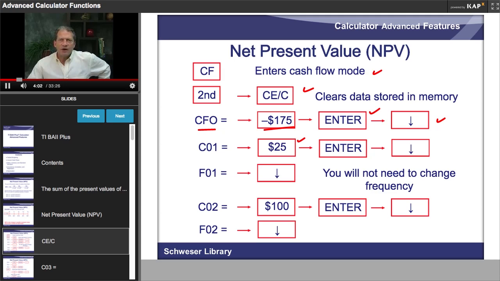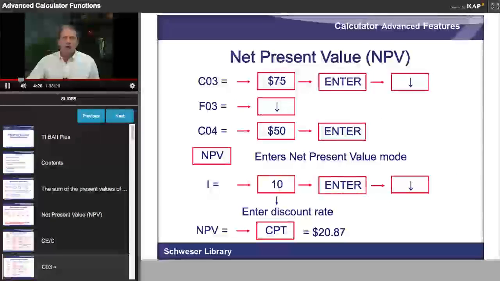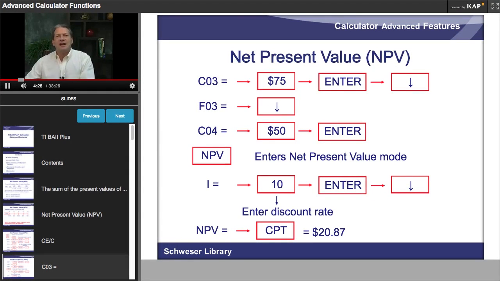Well, we've got a $25 cash flow at time 1, so that's cash flow 1. Scroll down to the frequency, well, that's already set to 1. And since there's only one $25 cash flow in a row, scroll down past that, enter cash flow 2 as 100. It also has a frequency of 1, so scroll to F02, the frequency of the $100 cash flow, and by the same method, enter the 75, scroll down and enter the 50 as our fourth different valued cash flow.